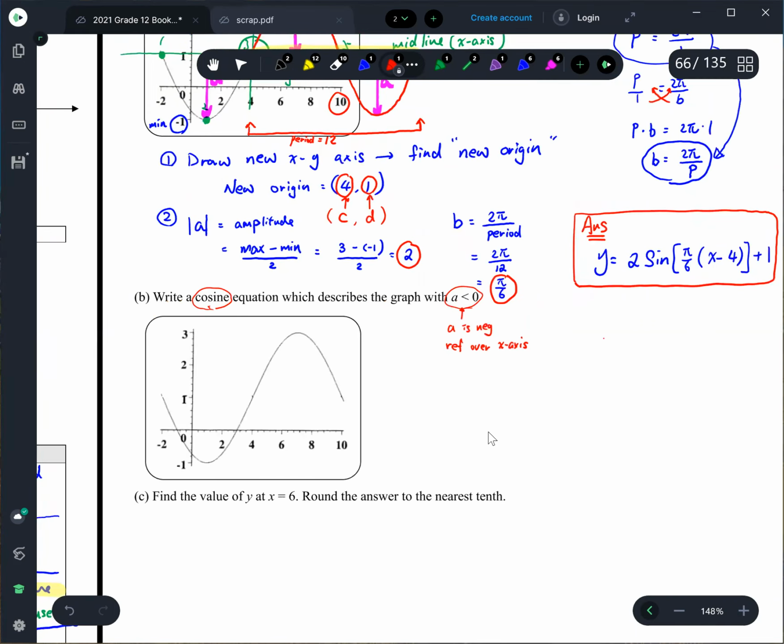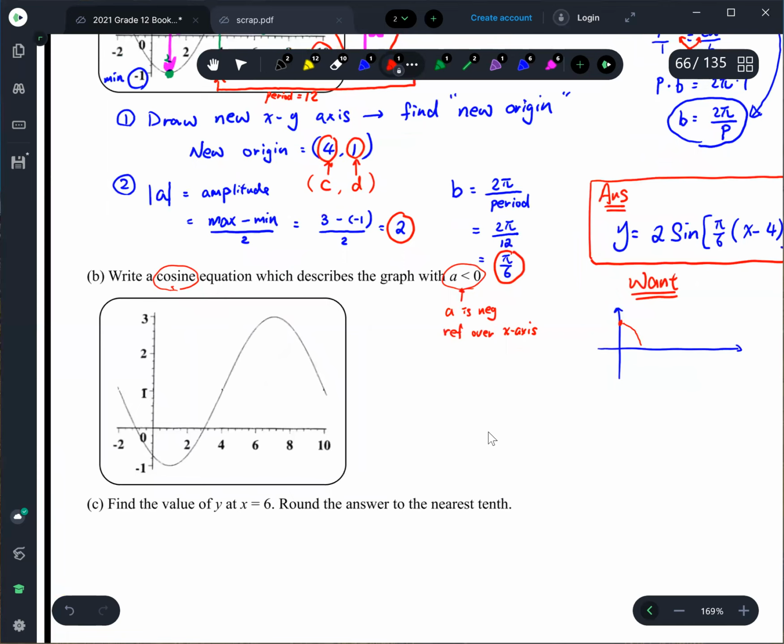So your first thing is to draw out what the question wants. Let's draw that out on the side. It's a cosine graph. A cosine graph starts at 1, starts up high and goes down, down, up, up. That's a cosine. But because the question wants a reflection over the x-axis, you need to flip it. So this is not what the question wants. It wants it upside down.